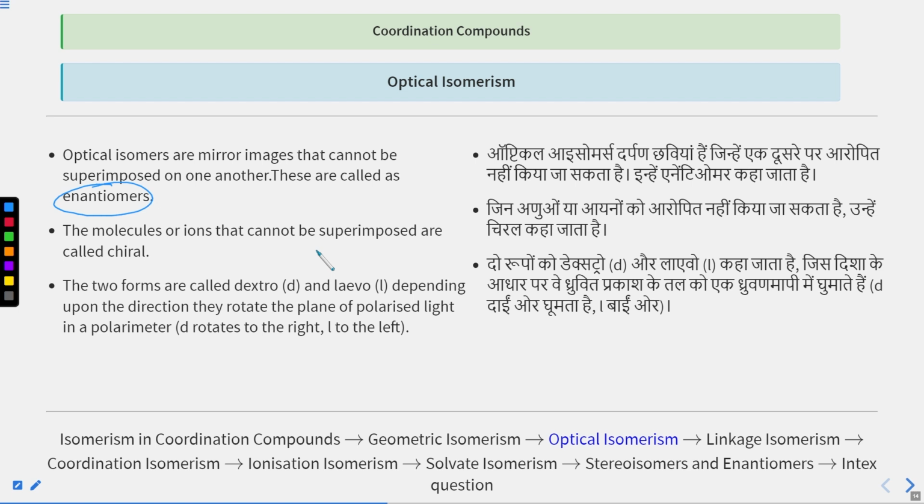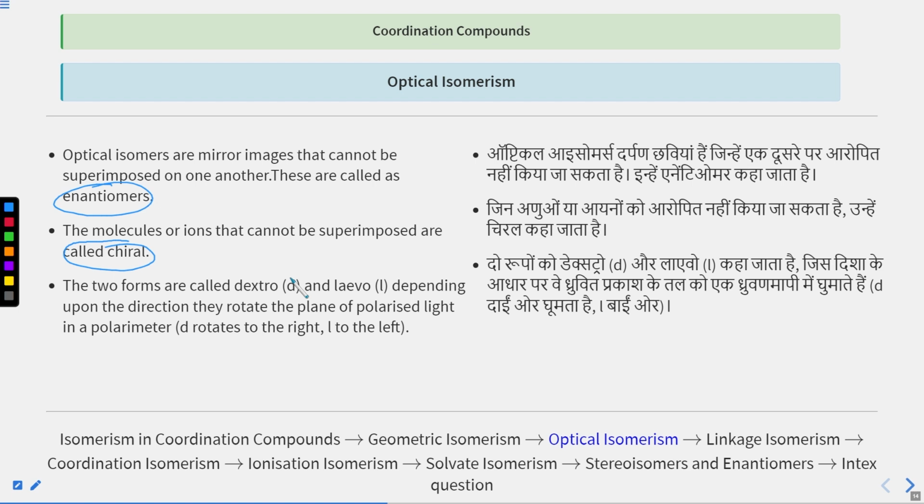Now, the ones which are not superimposable are called chiral. What are they called? They are called chiral. And if both of these are mirror images, then this is the enantiomer of this. Okay, this is the enantiomer of this. Now, if two images are possible, then one of them will rotate the light to the left, and the other will rotate it to the right.